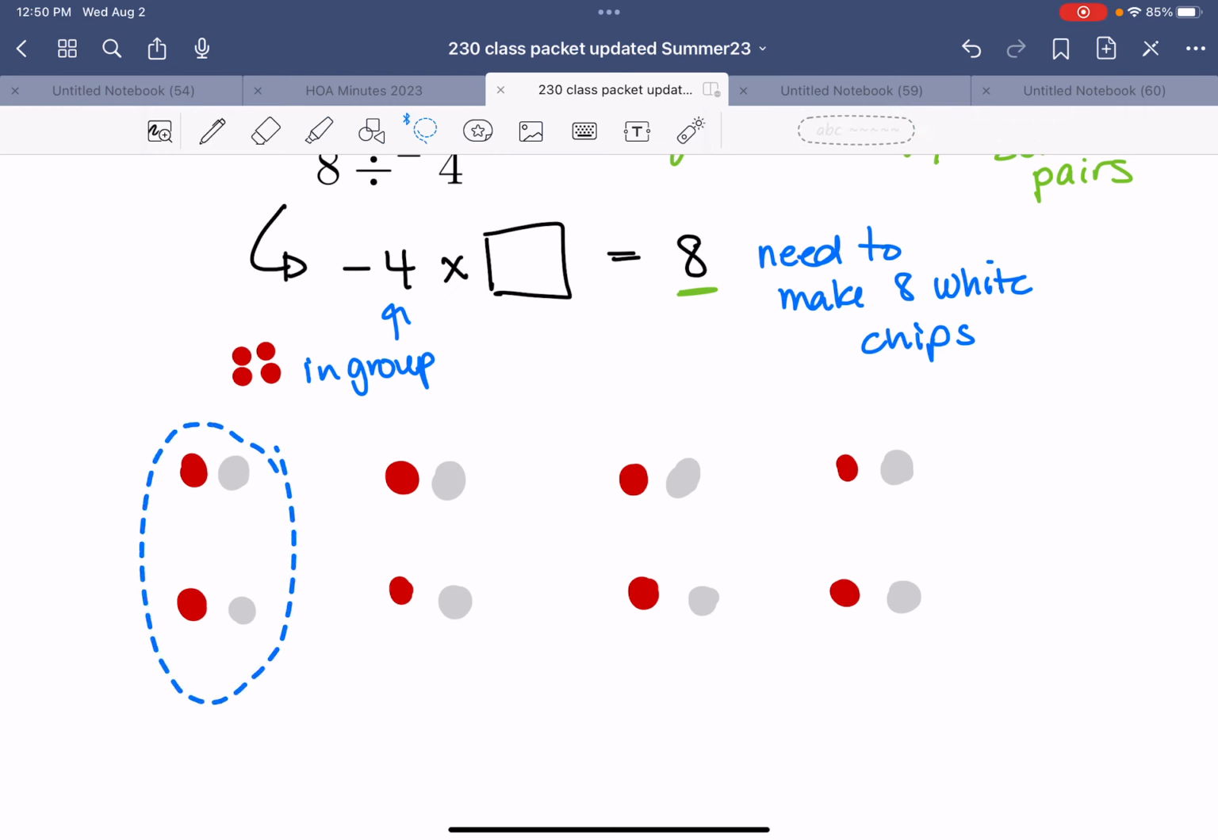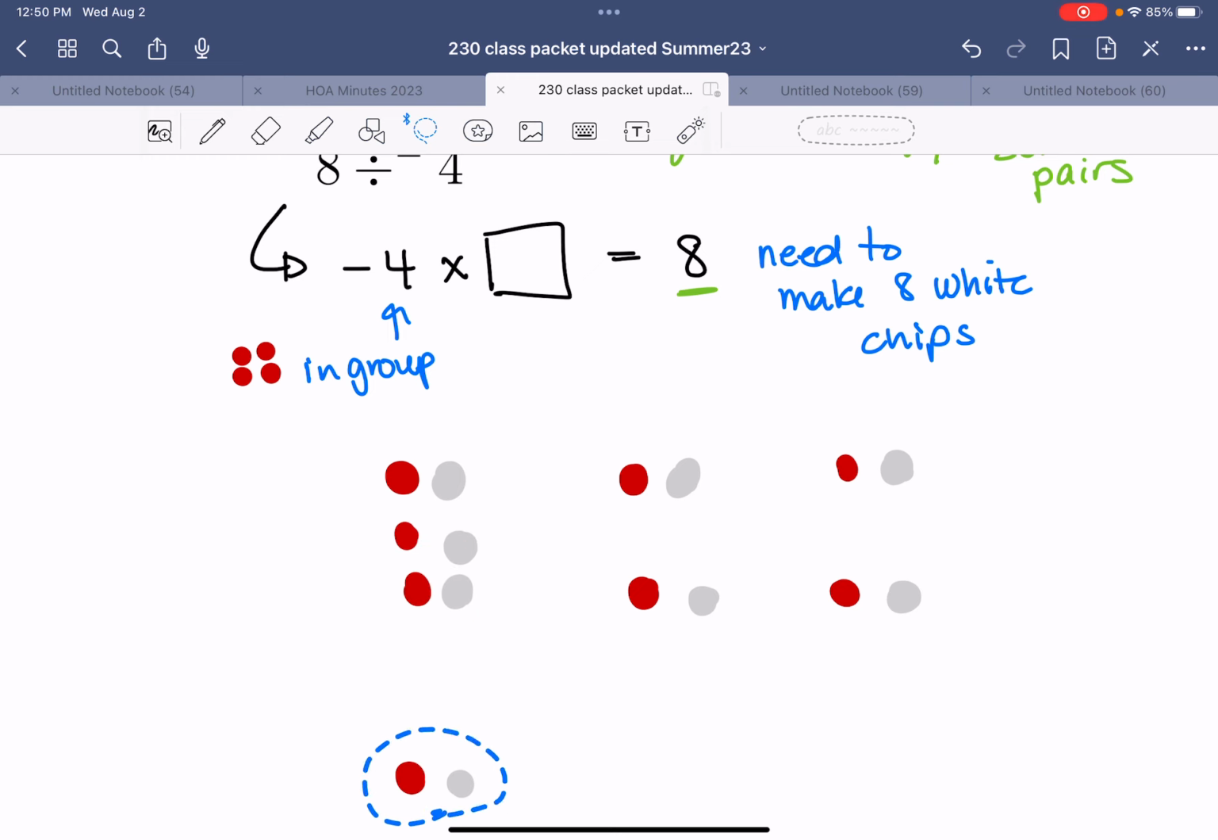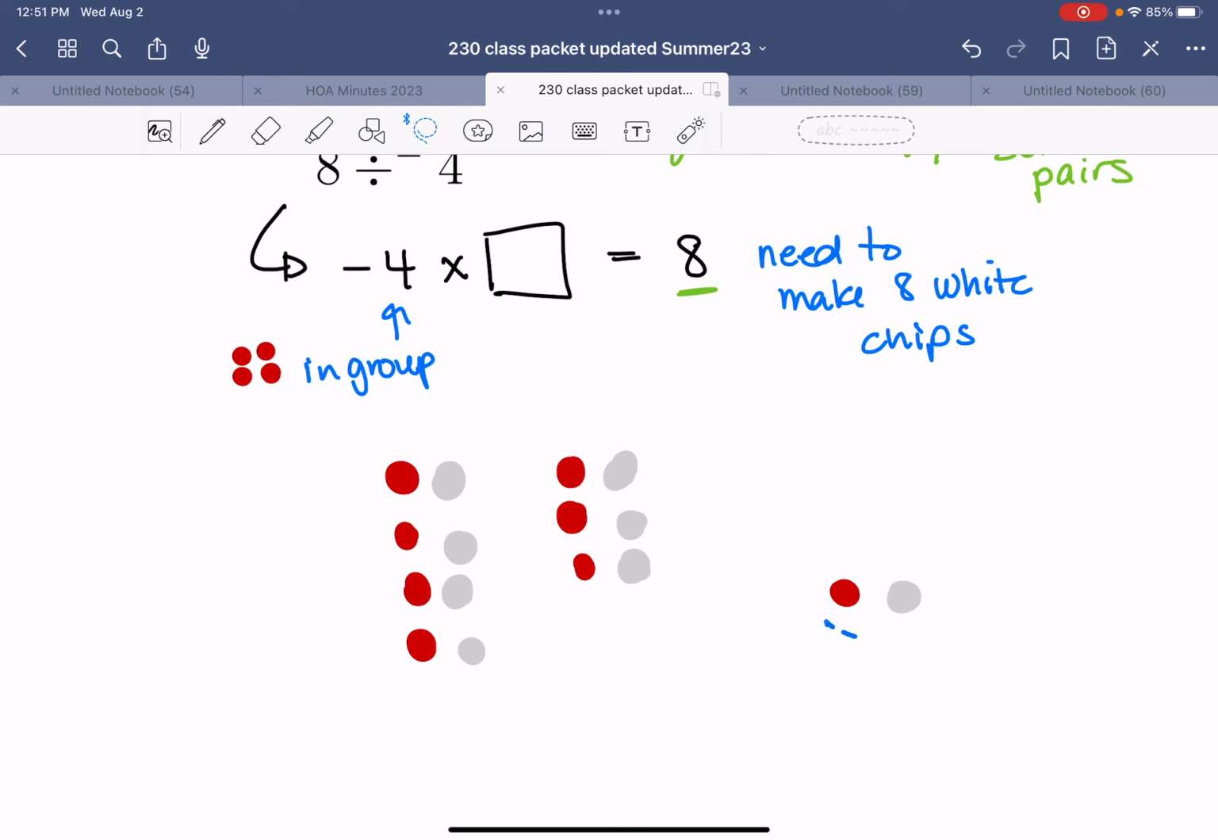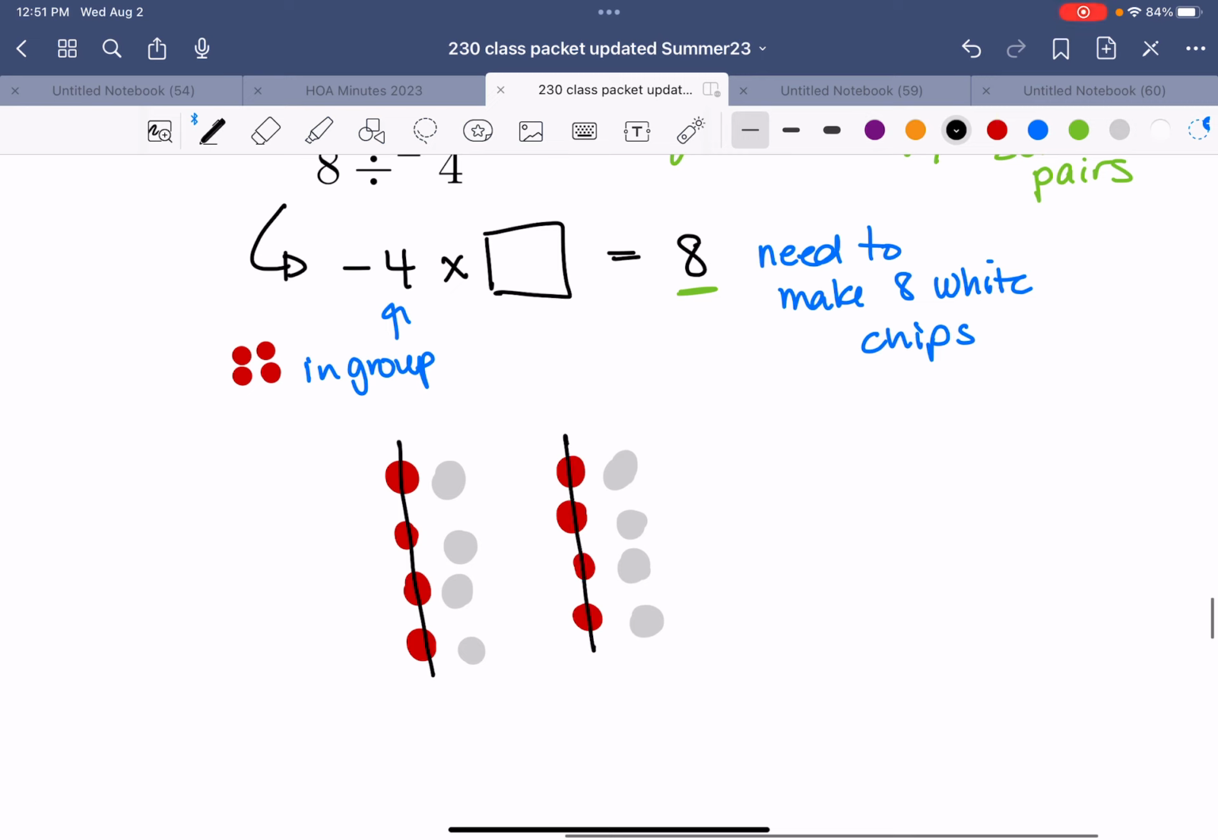Okay. All right. And actually, let me think about that for a second. I'm going to organize them a little bit differently than I was doing here. And the reason why I'm organizing them differently here is because I know that I have to work with 4 red chips at a time in a group. So I'm going to organize them so that I have 4 in a group. All right. And then I want to take away groups of 4 red chips. So here's a group of 4 red chips. Take those 4 away. And here's a group. Take that away.